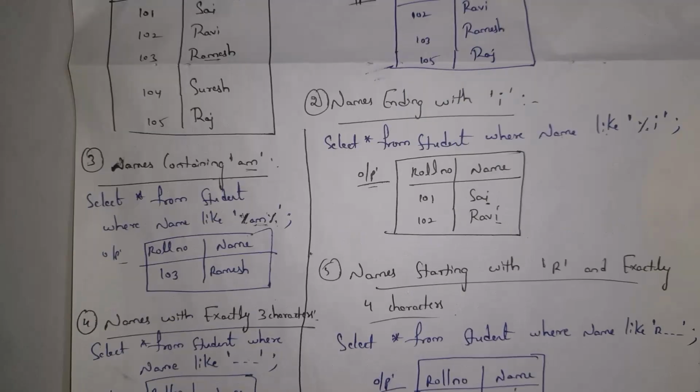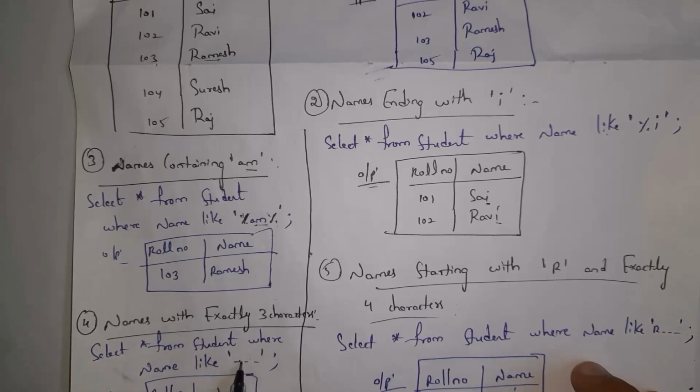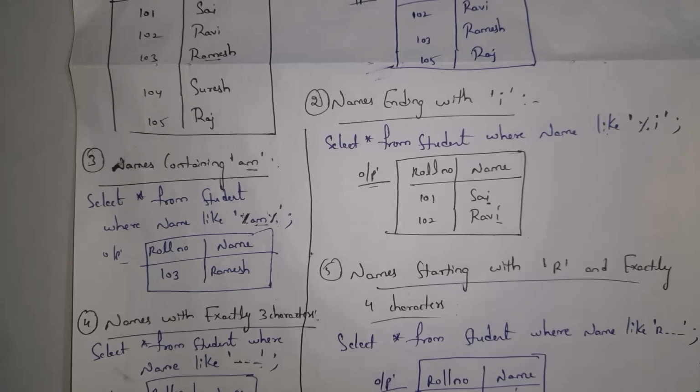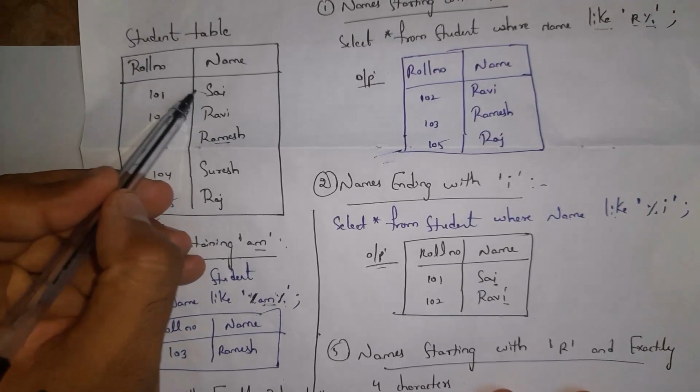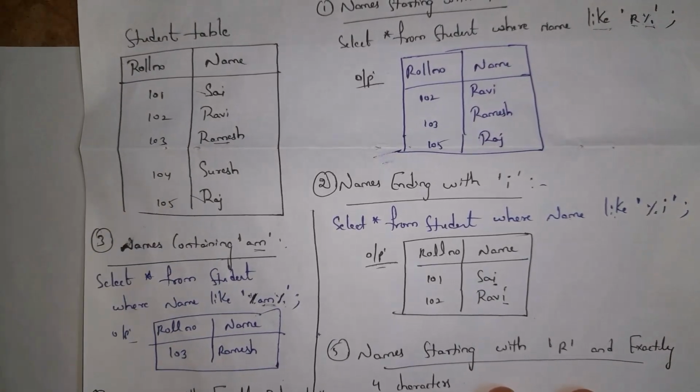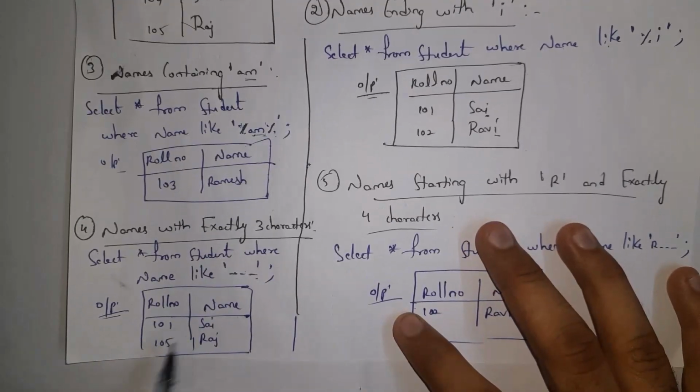This is my output. Guys, for example, I want to find names which contain exactly 3 characters. I already told you before, underscore will represent only one character. So write select star from student where name LIKE, and for 3 characters I'm giving 3 underscores. So there will be exactly 3 characters, which can be any characters. So I'll get output like in this table: Sai contains 3 characters, Raj contains 3 characters. Roll number 101 Sai, 105 Raj.